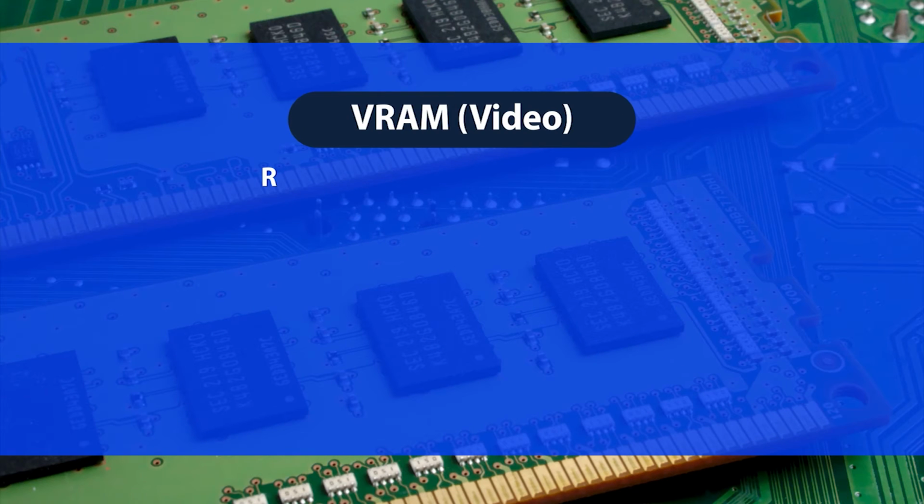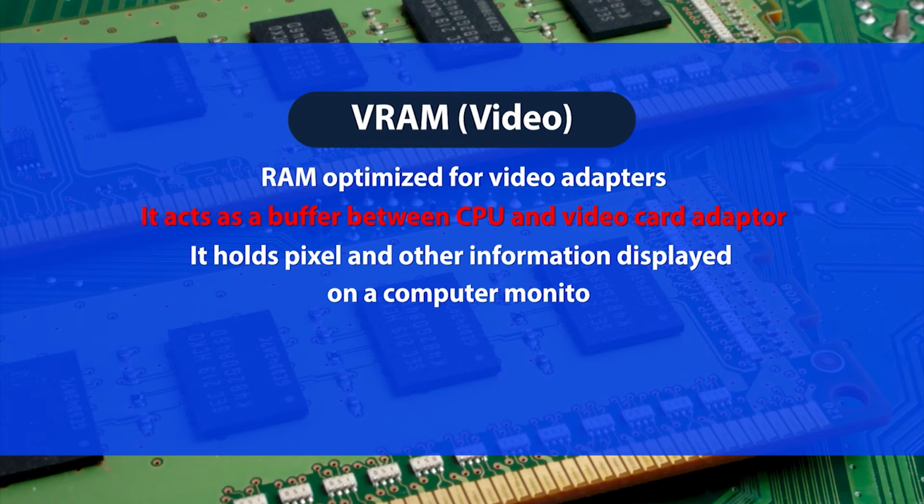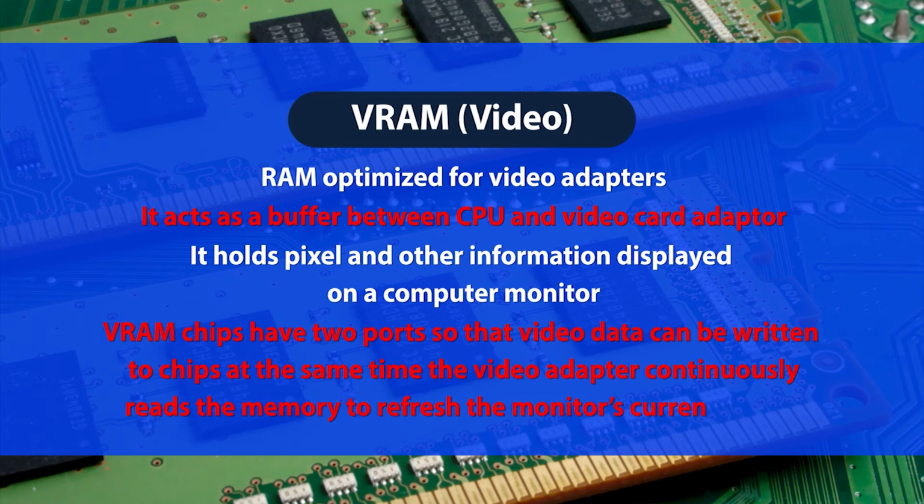Now there are other types of RAM also available which are used for different purposes. One is VRAM, which we also call video RAM. They are optimized for the video adapter. Generally they act as a buffer between the CPU and the video card adapter. That is, they hold the pixel information and other information which is being displayed on the computer monitor. Basically these chips have two ports, one for the video data that can be written to the chip.